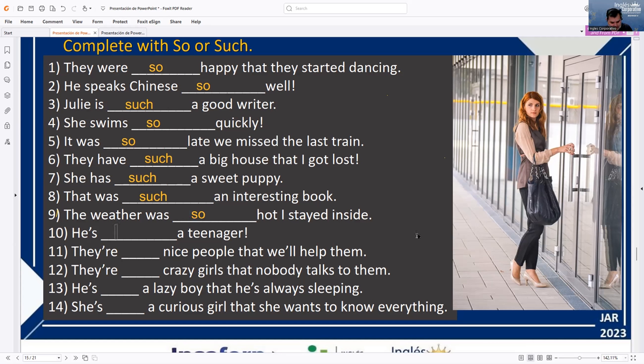He's such a teenager. This is negative, means that he's such a baby, or he behaves like a teenager. They are such nice people. They are such crazy girls. He's such a lazy boy. She's such a curious girl. Curious might be also negative, meaning strange.